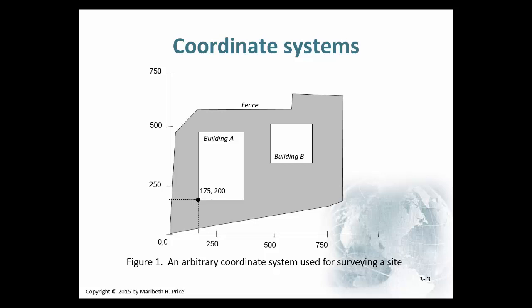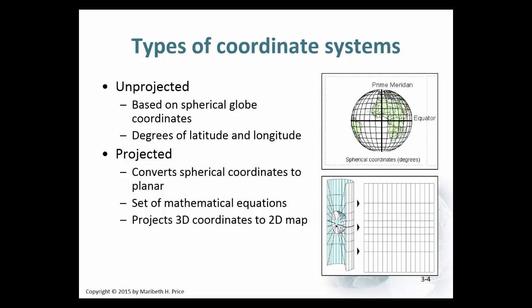Here, building A's southwest corner is located at 175, 200. That means 175 units east and 200 units north of the origin. The units might be feet or meters. You hear these values often called northing and easting. There are two types of coordinate system, unprojected and projected.